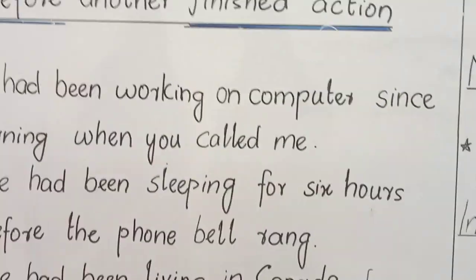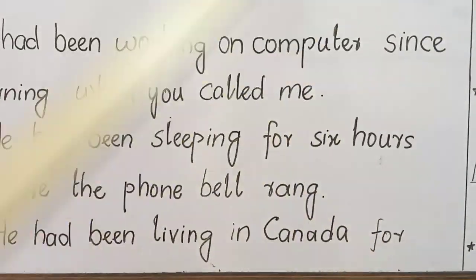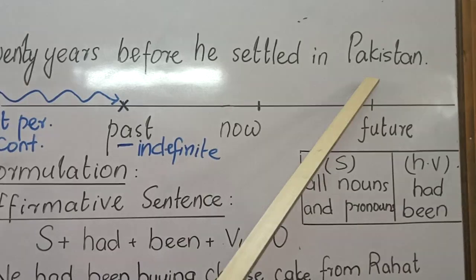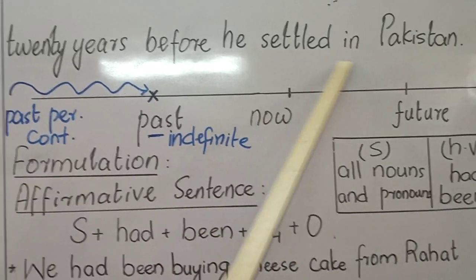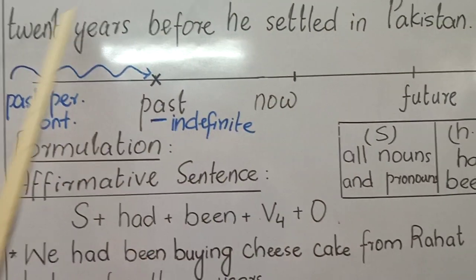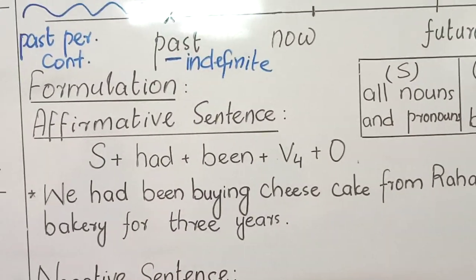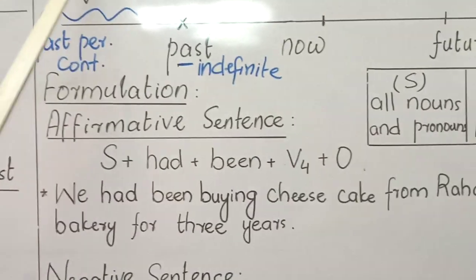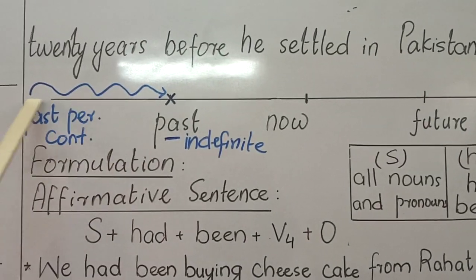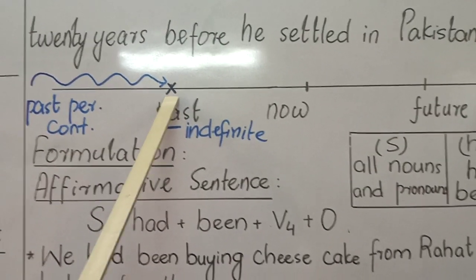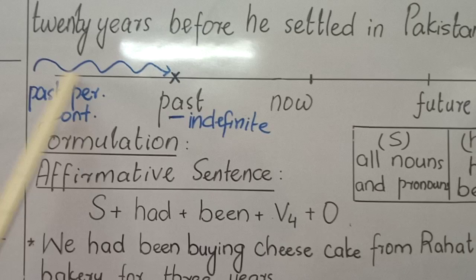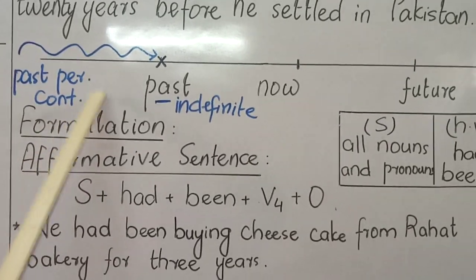Next example is, he had been living in Canada for 20 years before he settled in Pakistan. So this is his past action, and before this he was continuously living in Canada. He had been living in Canada for 20 years. So this continuous action before past is past perfect continuous tense.